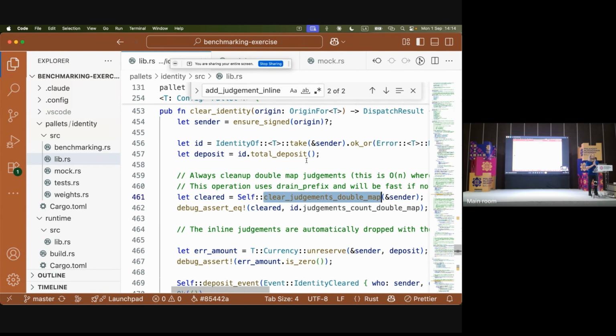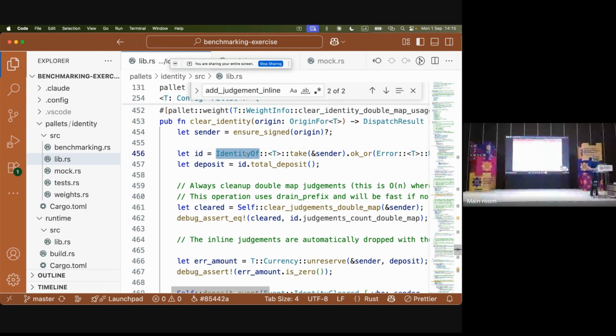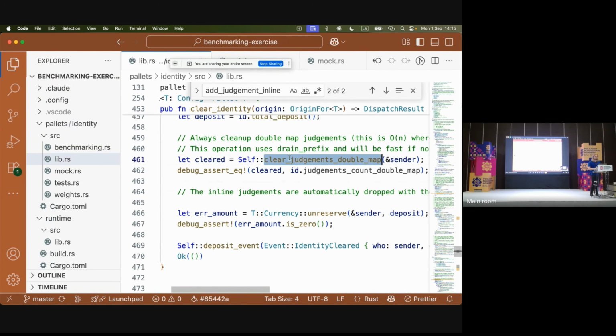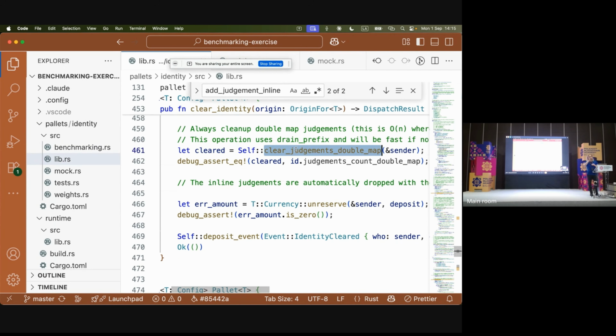But because I wanted to illustrate the two different strategies for you, what I want you to assume is that for one scenario, for one of the two benchmarks, for the inline one, all judgments were provided inline. And for the other extrinsic, the benchmark called clear identity double map, I want you to assume that all judgments were made with the provide judgment double map, and so they ended up in the double map.